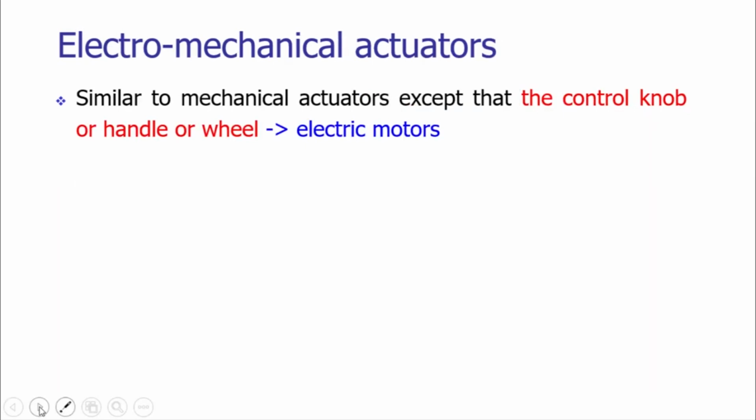In automation, we use many electromechanical actuators. The electromechanical actuators are very similar to mechanical actuators. The only thing is that we are replacing the control knob or a handle or a wheel by the electric motors. In mechanical actuators, the wheel will be rotated by hand. Here we are replacing the hand-based rotation of the wheel by using the electric motors, by using electrical energy.